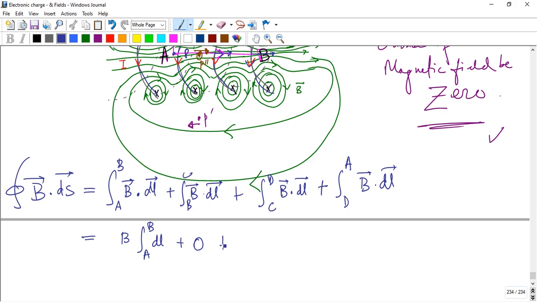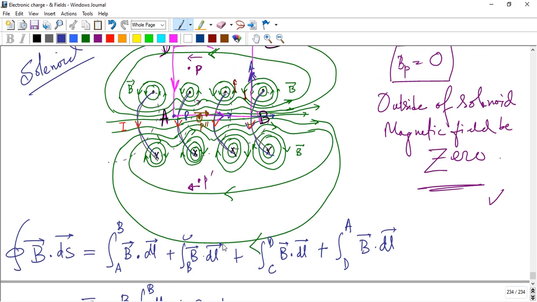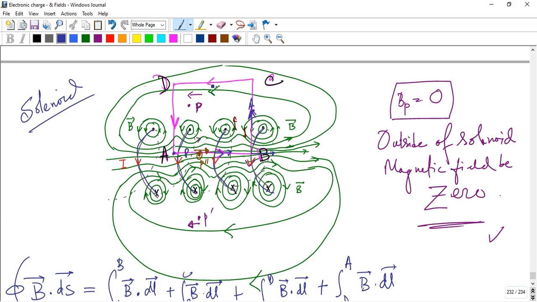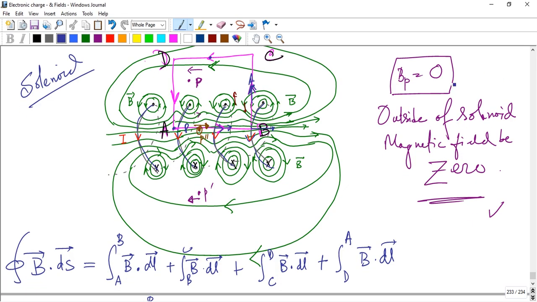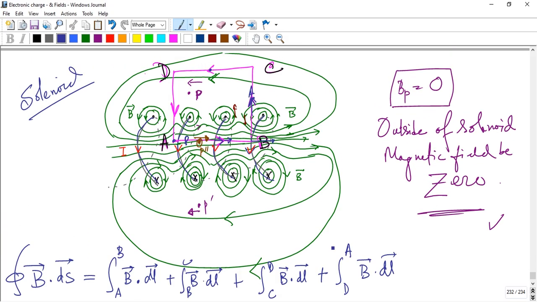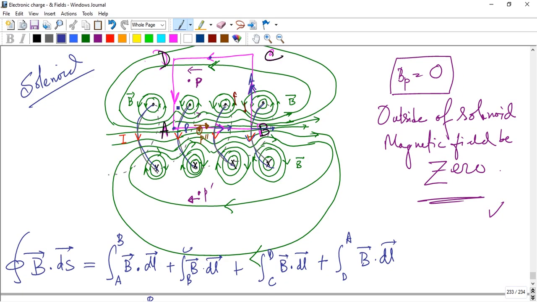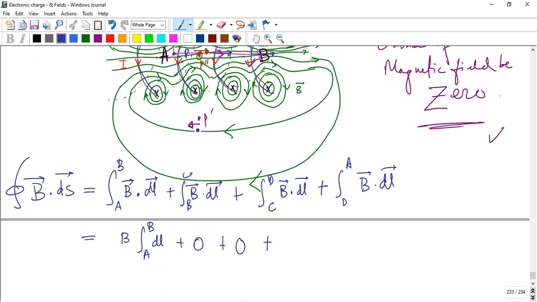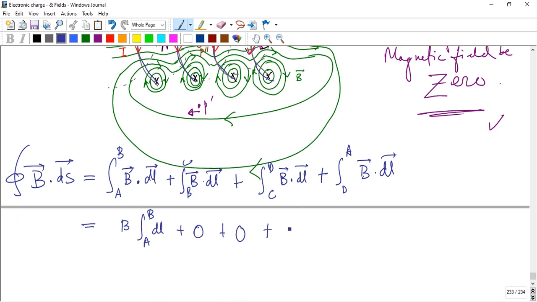plus B dot DL at C to D, which is outside the solenoid. Outside the solenoid there is no magnetic field, so that is why B is 0. Now here is D to A. L is in that direction and B in that direction, so the angle is 90 degrees, cos 90 is 0.